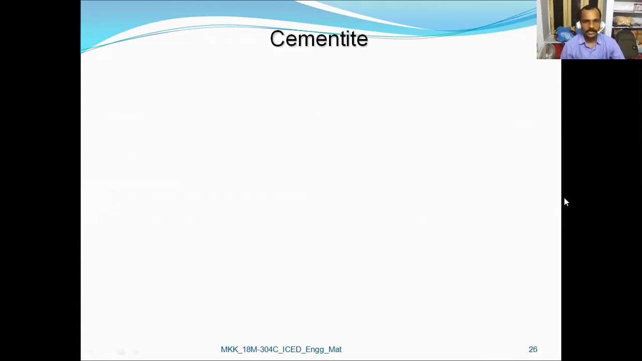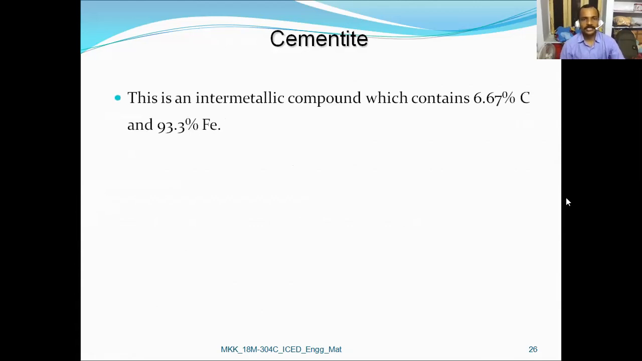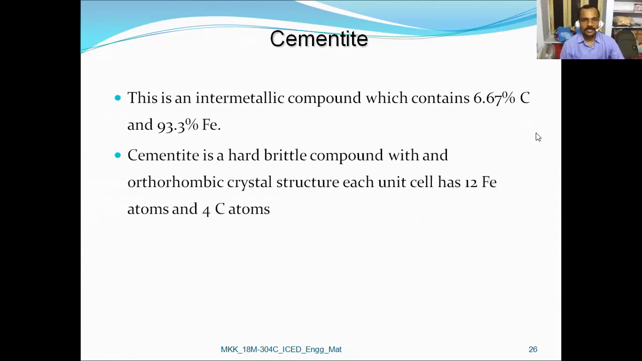Next is cementite. Coming to the cementite, it is an intermetallic compound having 6.67 percentage carbon and 93.3 percentage iron. Cementite is a hard brittle compound with orthorhombic crystal structure. Each unit cell has 12 iron and 4 carbon atoms, 12 Fe and 4 C atoms.